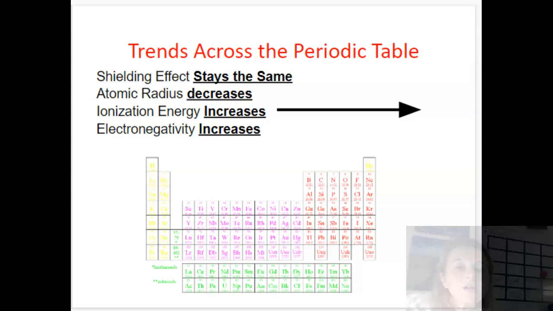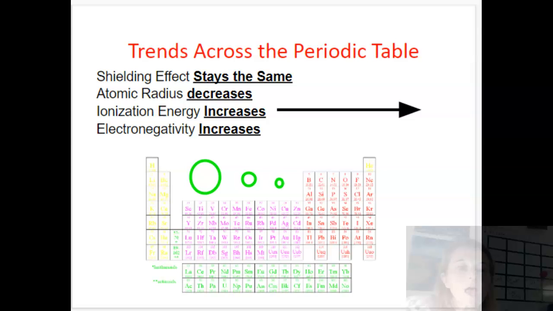Okay, guys, so here we're going to summarize our trends on the periodic table. So turn to the blank periodic table in your notes, and we're going to draw on our periodic table to show these trends. And so shielding effect stays the same. You can just write that across the top there if you want as we go across the periodic table. Let's look at atomic radius first. And we're going to see it decreases. So to represent atomic radius, we're going to do some green circles, and we're going to show them getting smaller.